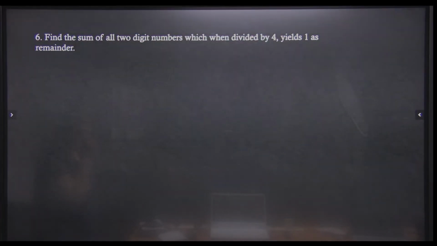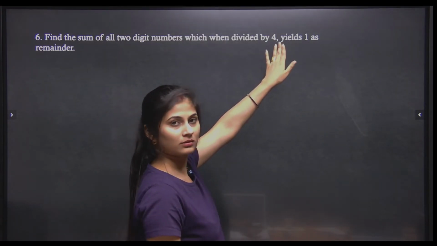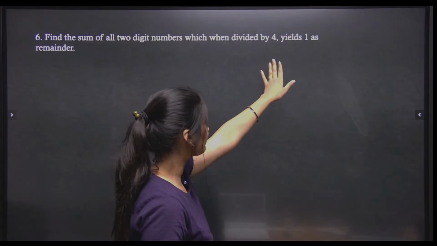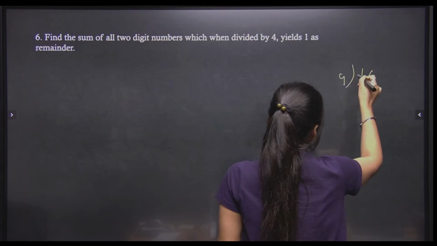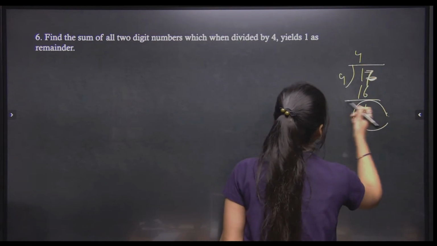Question number 6 says, find the sum of all two-digit numbers which when divided by 4 yield 1 as remainder. So you have to find all two-digit numbers which when divided by 4 yield 1 as remainder. Which means you have to take a number which is a multiple of 4 plus 1, so that it can leave remainder 1, isn't it? So the first two-digit number which is divisible by 4 is 16. So I am taking 17. You can see that remainder is 1. That's why I have taken 17.